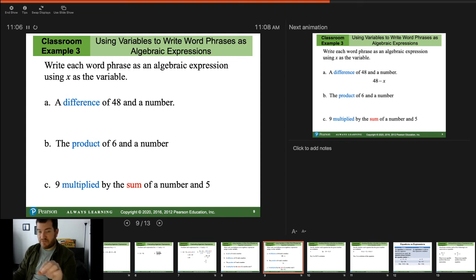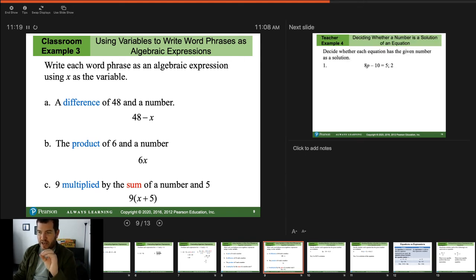Okay, remember, difference is subtraction, so this one's going to be 48 minus x. Product is multiplication, so that's 6x. And then this one's the hardest one. 9 multiplied by the sum of a number and 5 should look like that. Okay, so hopefully that made sense. Sum is adding, difference is subtraction, product is multiplication, quotient is division.